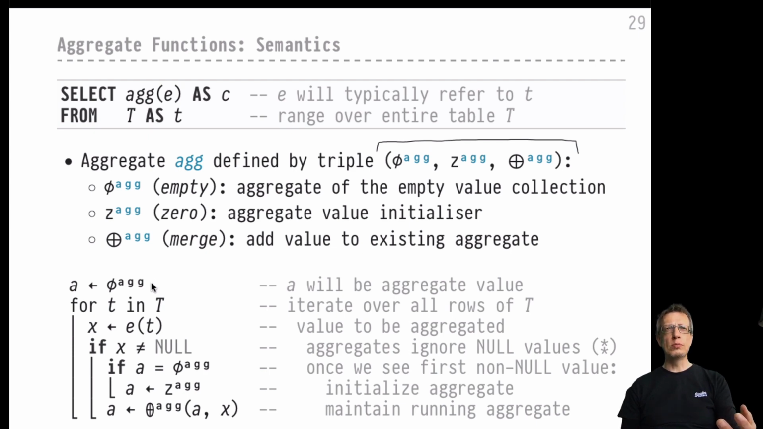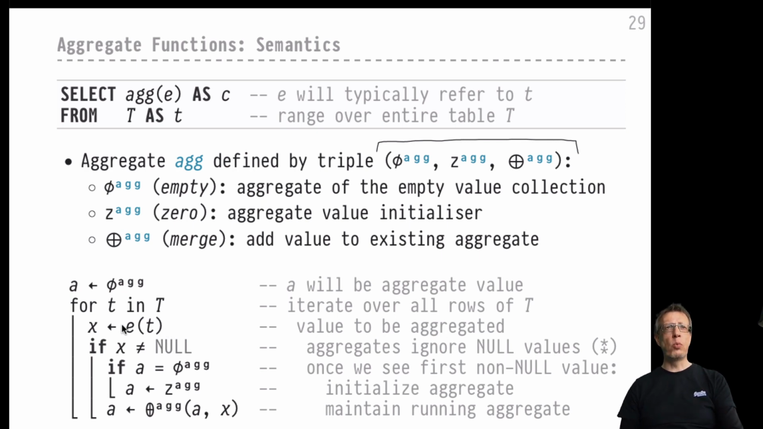So we are not sure whether we will see any row at all. So we initialize the aggregate value to the value for the empty value collection. Then we start iterating over the rows T of capital T. For each of these T's, we evaluate the aggregate expression E. And as I told you, E will probably refer to the row variable T, and that's what I'm depicting with the E and the parenthesis T here. E is a function of T in a sense.